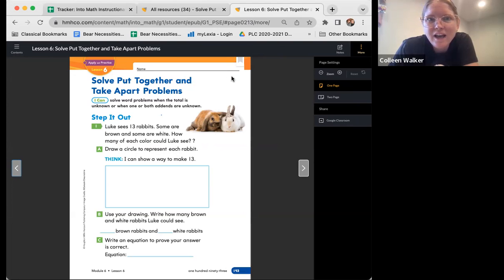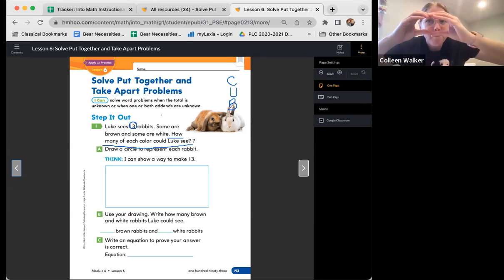Friends, I know I talk about it all the time, but our good old CUBS strategy is so helpful. What's the first step? Yes, we're circling the numbers. Luke sees 13 rabbits. And then we're going to underline the question. How many of each color could Luke see? And then what does B stand for? Do you remember? Yes, box keywords.